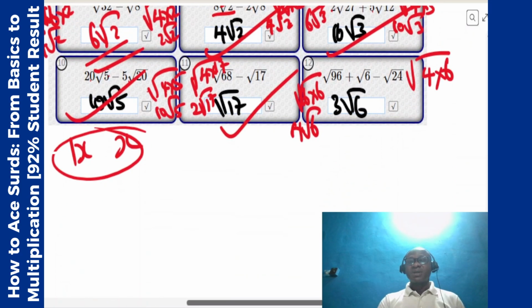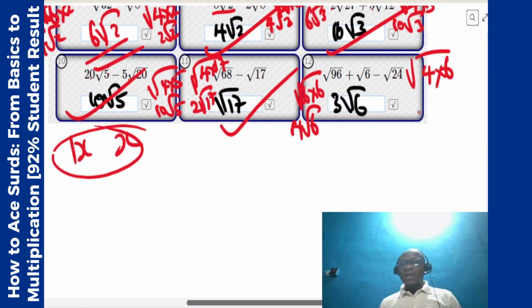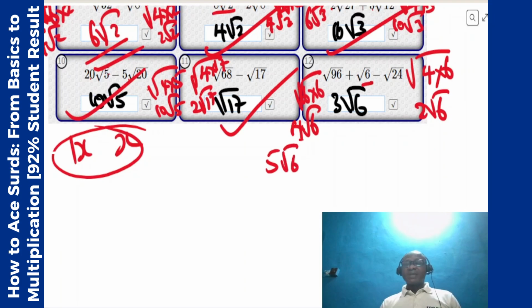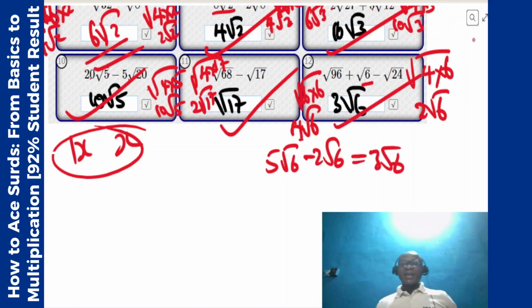Okay, cool. Now, this one will give us 2 root 6. Now, 4 root 6 plus 2 root 6 will give me 6 root 6. Then subtract 2 root 6. That is equal to 4 root 6. So your work here is accurate.